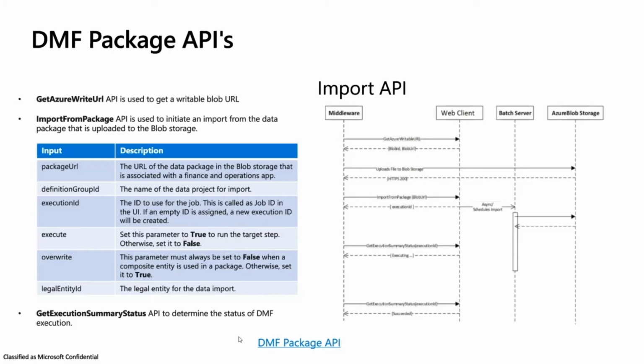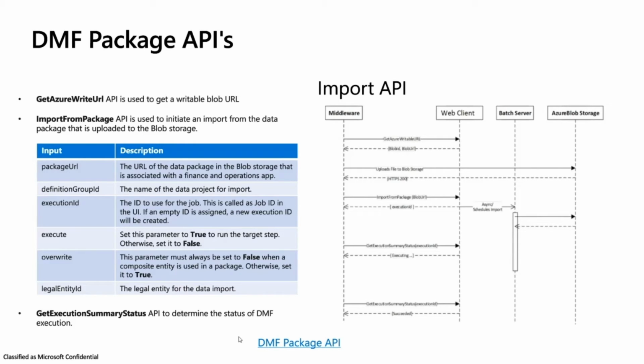Now there are some key input parameters for using the import from package API. The major one is the package URL, so the blob URL you got in the previous step. The definition group ID is the data project which you have created within finance and operations. I'll demo it later. Execution ID is optional, meaning you can set it yourself. If not, it will be created automatically by the system.